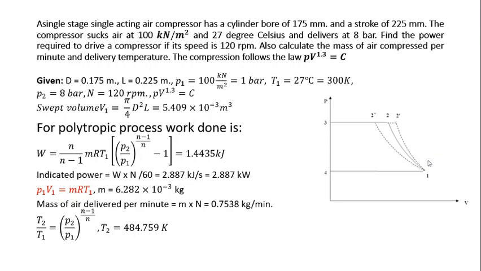This is our compression cycle. From 4 to 1 it is suction, 1 to 2 compression, and 2 to 3 delivery stroke. So 1 to 2 double dash is the compression taking place in an isothermal process, 1 to 2 is the compression taking place in a polytropic process, and 1 to 2 dash is compression taking place in an isentropic process.